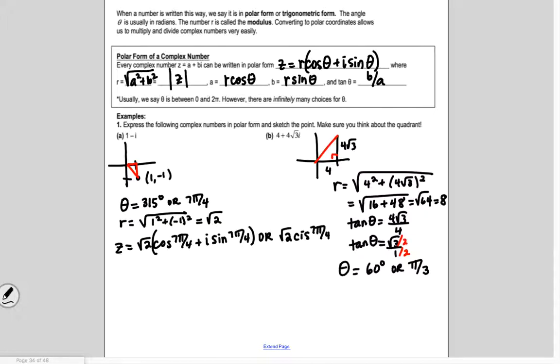Okay? So this is going to be z is equal to these 8, right? That's our r. Cosine pi over 3 plus i sine pi over 3. Or you could write it as 8 cis pi over 3. See, some of you guys like the cis thing. All right, good? All right, is that it?